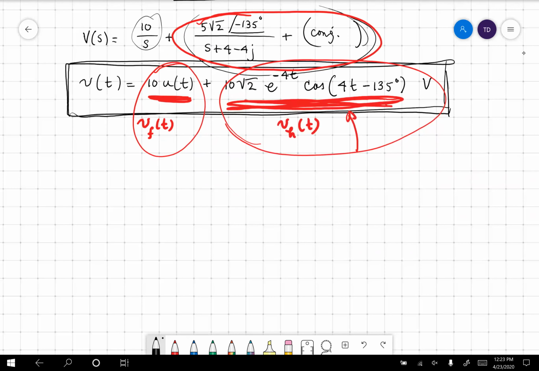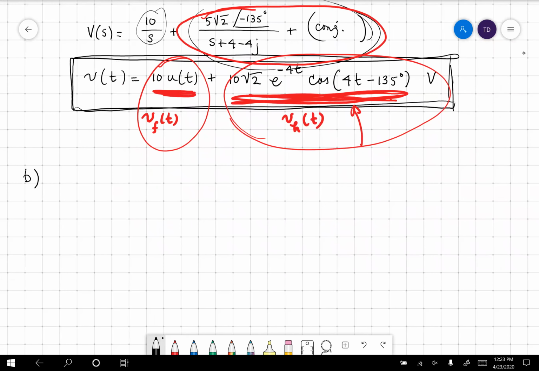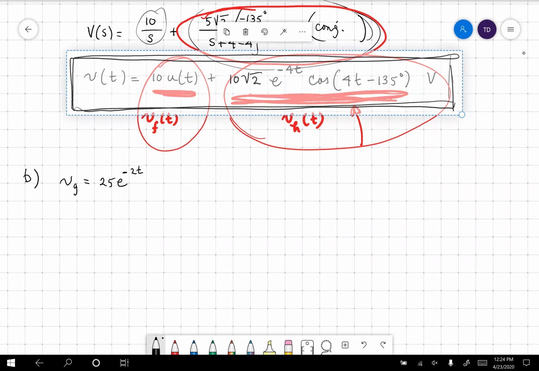So for part B, in this case, the input was V sub G equals 25 e to the minus 2t. And we know that that Laplace transform is, Jack keeps giving me the Laplace transforms. So let's see if we get somebody else who gets the Laplace transform.